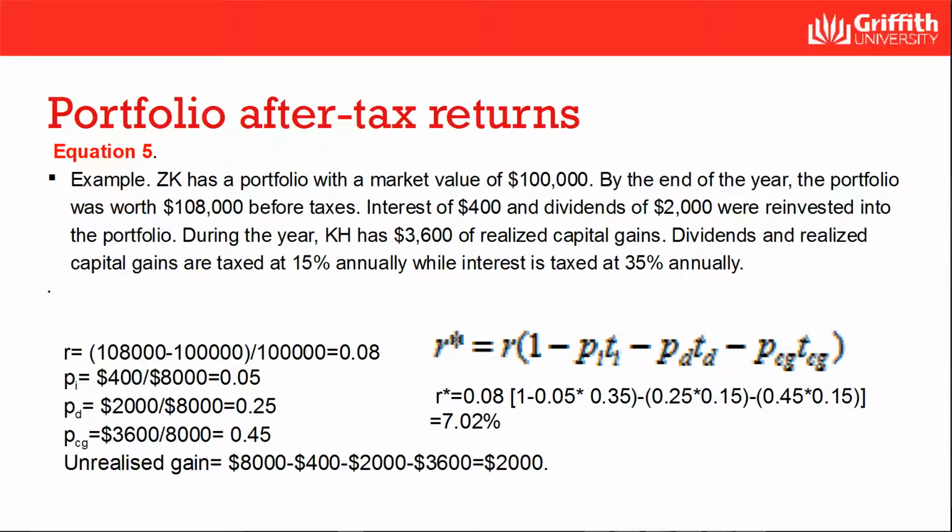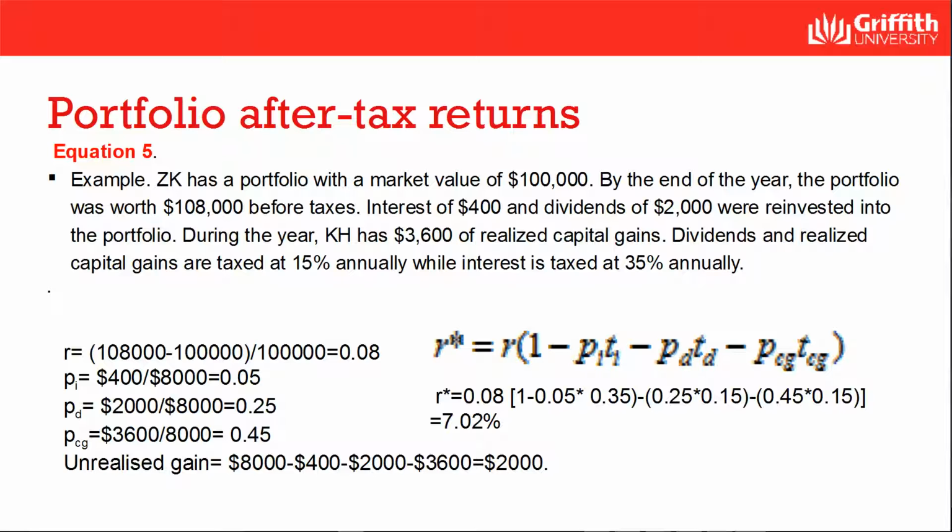Here's an example. ZK has a portfolio with a market value of $100,000. By the end of the year, the portfolio is worth $108,000 before taxes. Interest of $400 and dividends of $2,000 were reinvested into the portfolio. During the year, ZK has $3,600 worth of realized capital gains. Dividends and realized capital gains are taxed at 15% annually, while interest is taxed at 35% annually.